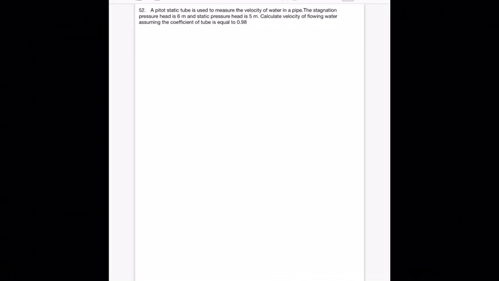We shall see the next problem. A pitot static tube is used to measure velocity of water in a pipe. The stagnation pressure head and static pressure head are 6 meters and 5 meters respectively. Calculate velocity of flowing water assuming the coefficient of tube is equal to 0.98.